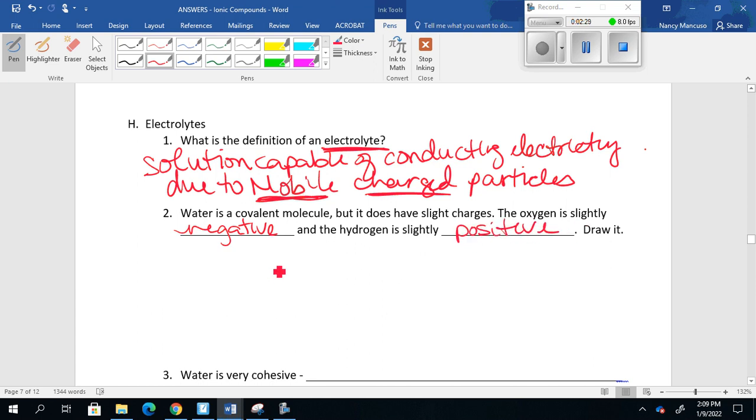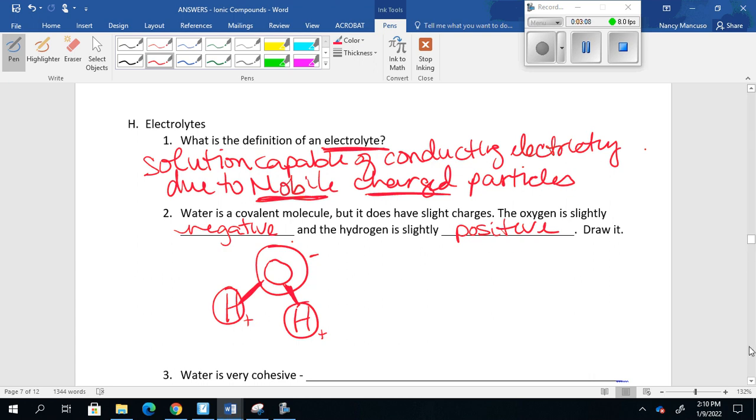And so we're going to draw it. Here is our O, and here is a bond to the H and a bond to the H. Then this is going to have a little negative on it, and these are each going to have a little positive on it. Now, there is no transfer of electrons, none whatsoever. This covalent bond is actually showing that they are sharing electrons. So when there's no transfer, there's no ions. These do not form ions, but they do have very slight charges to them.